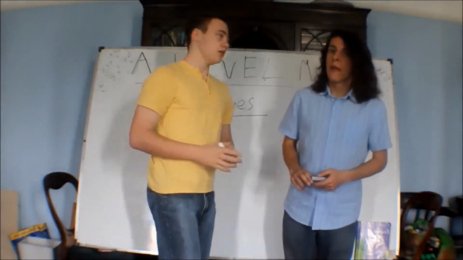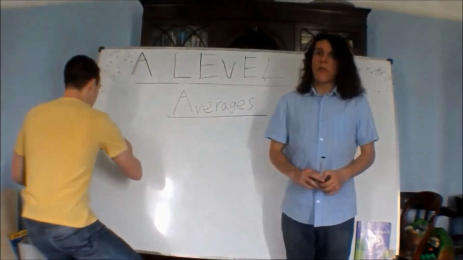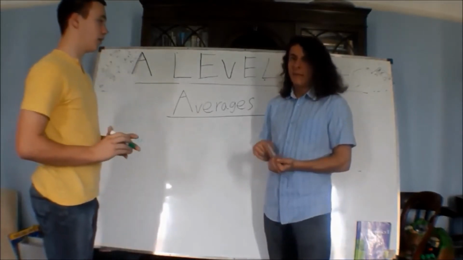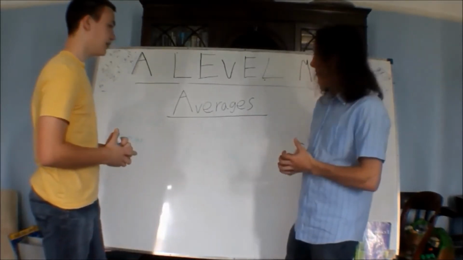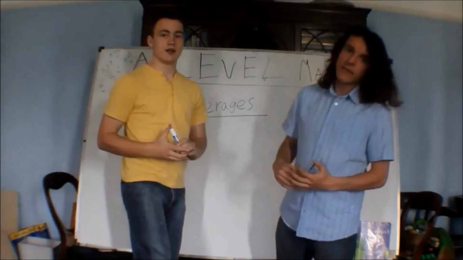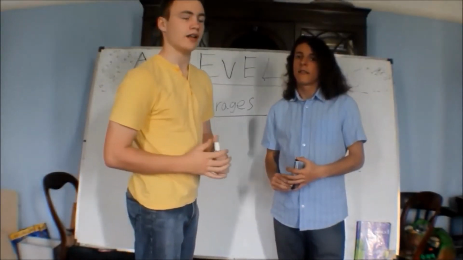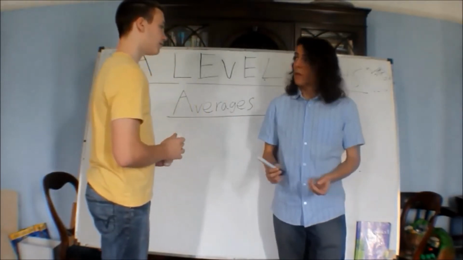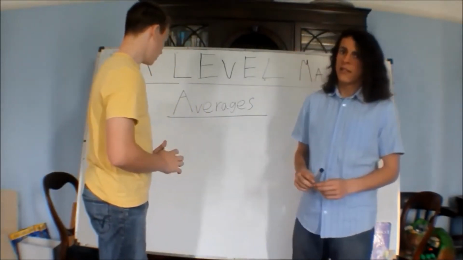But normally, when you say the average, people think of something called the mean. It's quite evil and nasty, and it takes all the data. It basically gives you the middle value, but with all of the data. There's two equations you use. First one you should know from GCSE.